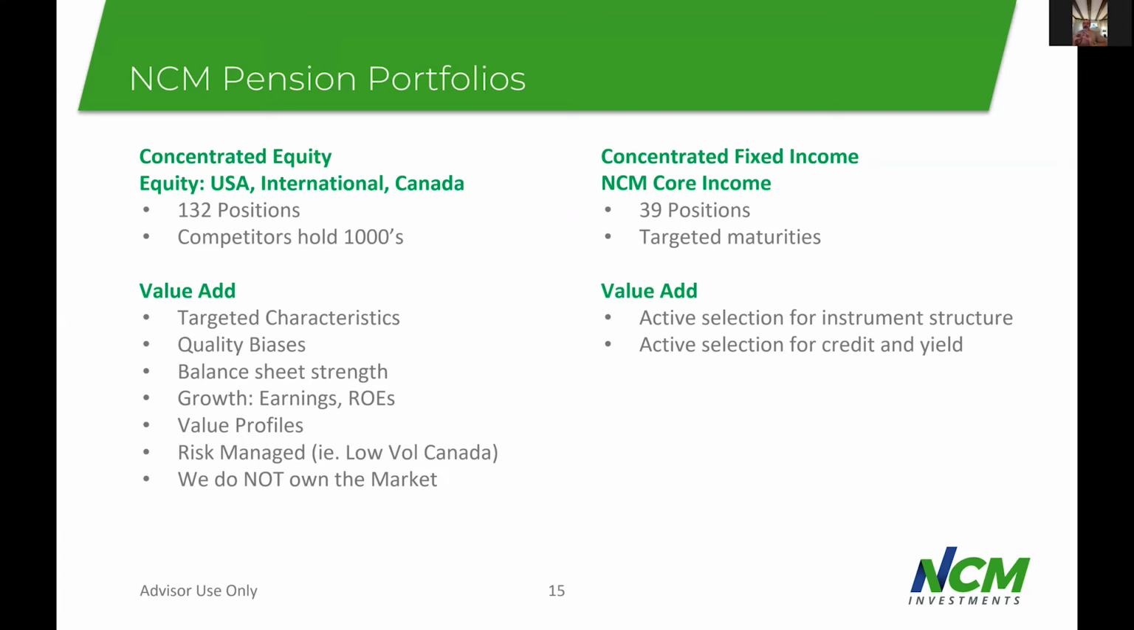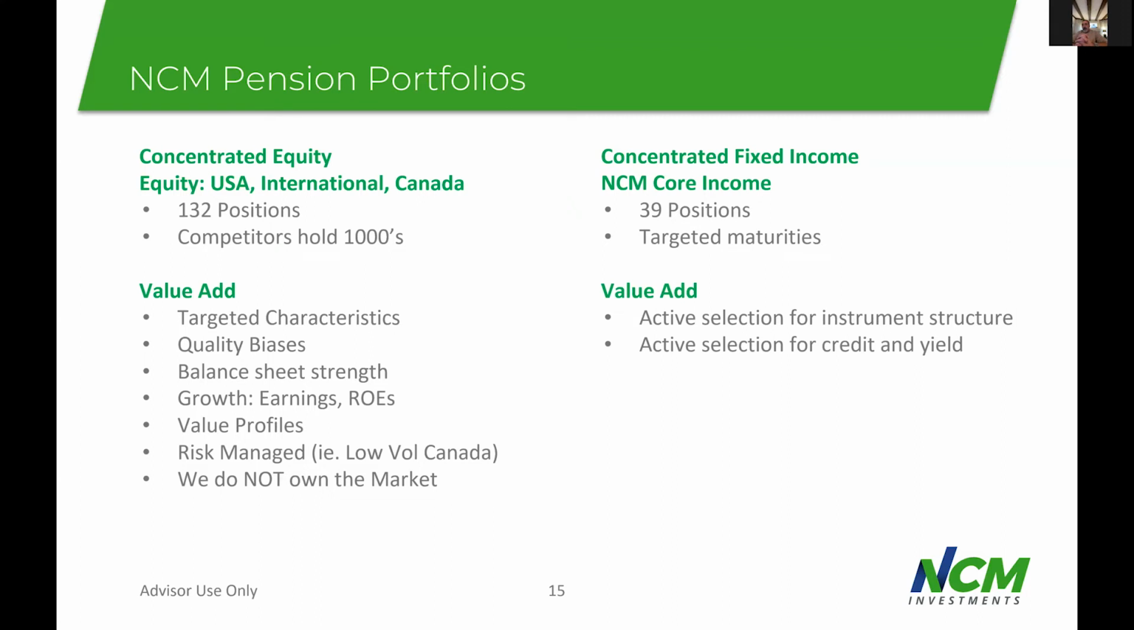So we have 132 positions. We target those positions toward characteristics such as quality, which we find in balance sheets. We target growth and earnings and ROEs. We do this by keeping an eye on the valuation profiles. And we can also specifically risk manage by going into something like, I use as an example, the low vol Canada fund that we have. And again, I'll reiterate, we don't own the equity market by operating in this capacity.